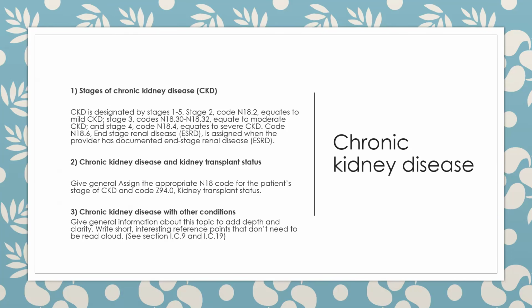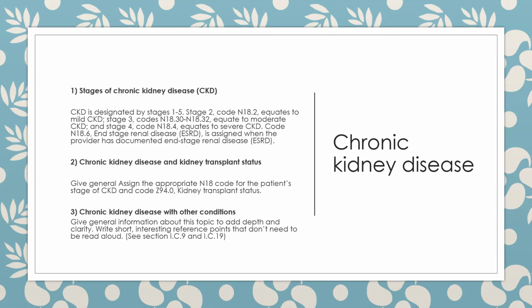Number 1, stages of chronic kidney disease, or CKD. The ICD-10-CM classifies CKD based on severity. The severity of CKD is designated by stages 1 through 5. Stage 2, code N18.2, equates to mild CKD. Stage 3 codes to N18.30 through N18.32. And those codes differ based on whether it is stage 3A, 3B, or 3 unspecified.